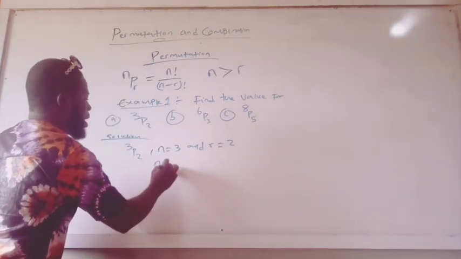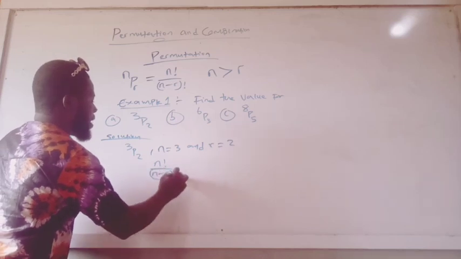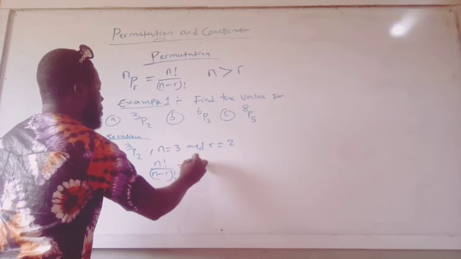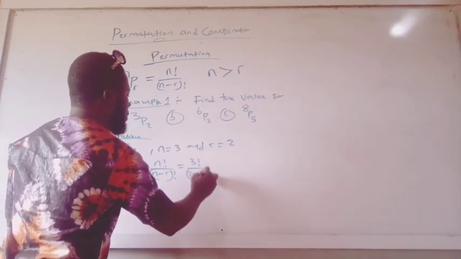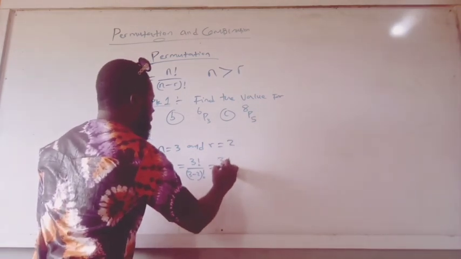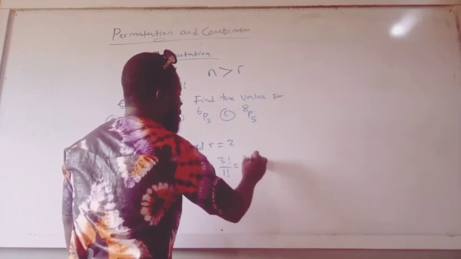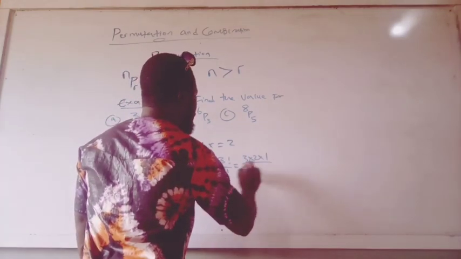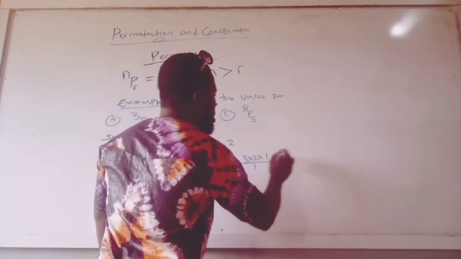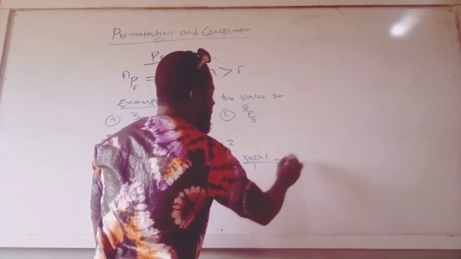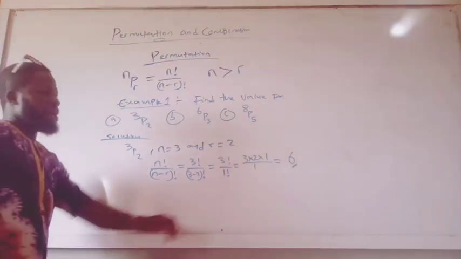Using n factorial over (n minus r) factorial, that will give you 3 factorial over (3 minus 2) factorial, which will give us 3 factorial over 1 factorial. And 3 factorial is 3 times 2 times 1, all over 1 factorial, which is just 1. 3 times 2 is 6, 6 times 1 is still 6. The 6 divided by 1 will give us 6. So that's the final answer. So 3 permutation 2 is 6.